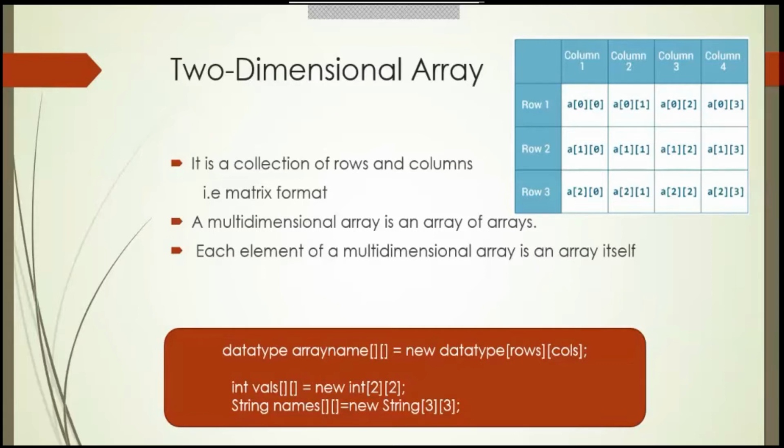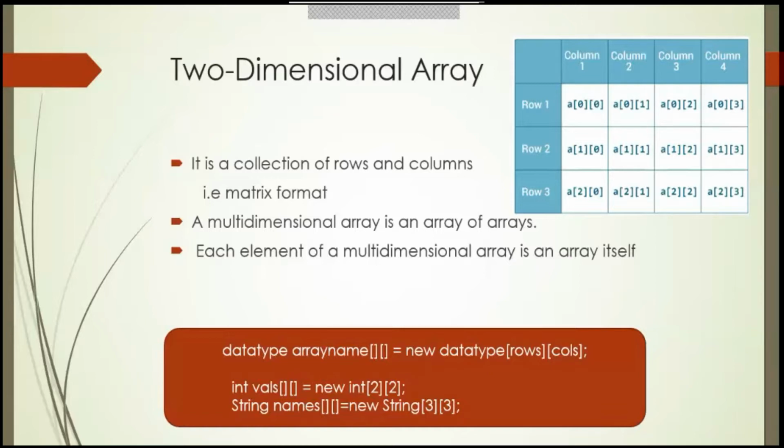The syntax for the two-dimensional array is: first we write the data type, followed by the array name and double square brackets, and then equal to new data type followed by rows and columns. The first square bracket indicates the number of rows, whereas the second indicates the number of columns. Rows are horizontal, columns are vertical.